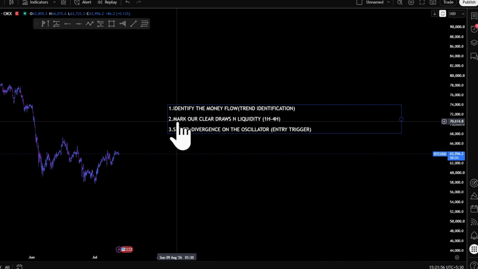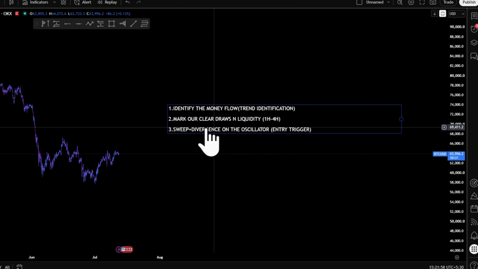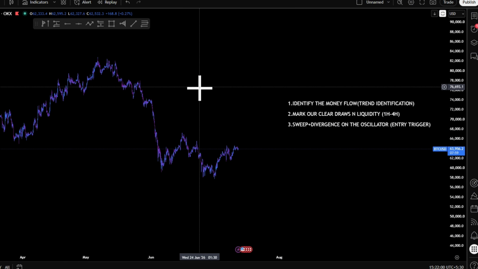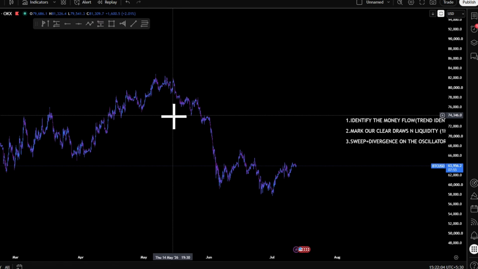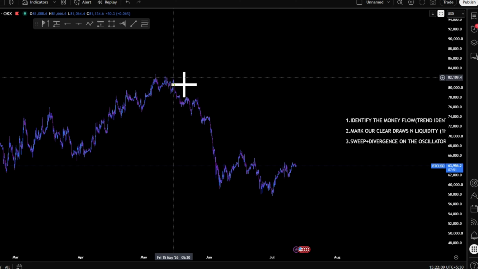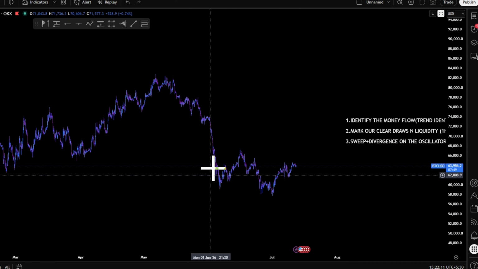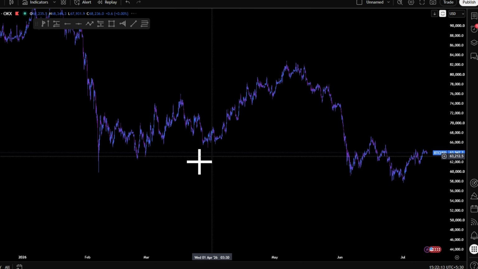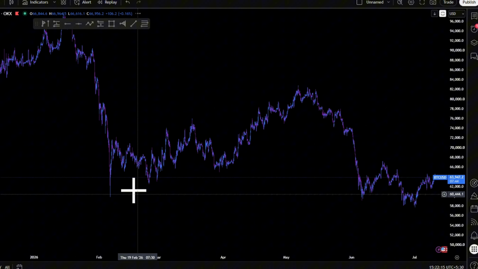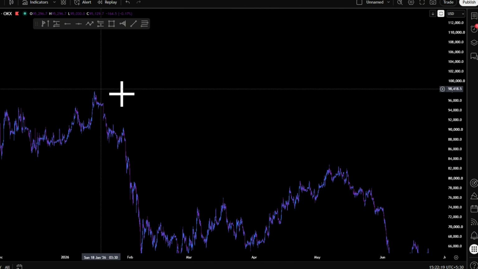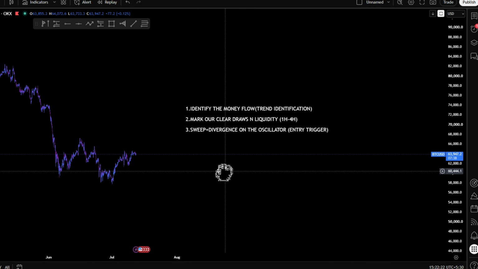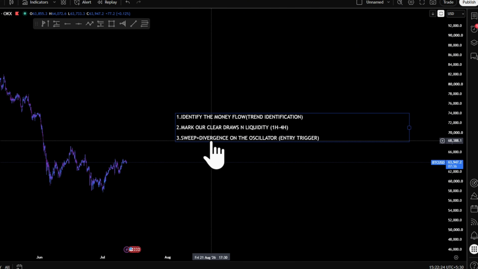Mark out clear draws on liquidity. What are clear draws on liquidity? It's pretty simple, right? There are clear highs and lows which are visible to you with your naked eyes. This is a clear high, so it is a draw on liquidity. This is a clear low, so it is a draw on liquidity. This is a clear low, this is a clear low, and this is a clear high, so these are all clear draws on liquidity. Now moving on to the third step.